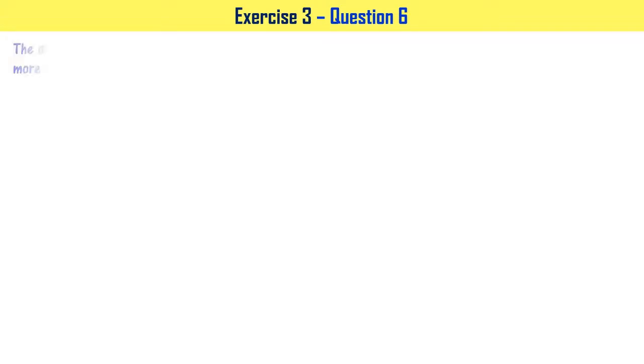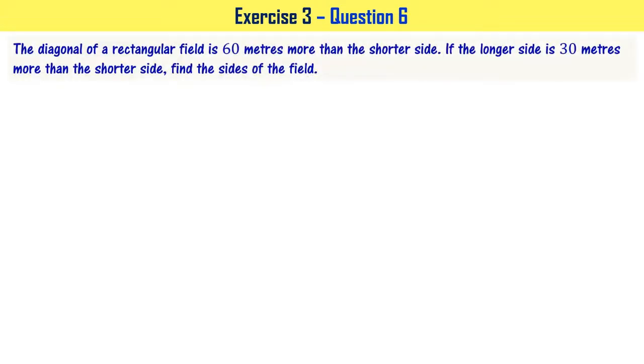Question number 6 is the diagonal of a rectangular field is 60 meters more than the shorter side. If the longer side is 30 meters more than the shorter side, find the sides of the field. We're asked to find sides of the rectangle. Two sides of the rectangle, that is length and width. In this particular case, width is called shorter side and length is called longer side, right?